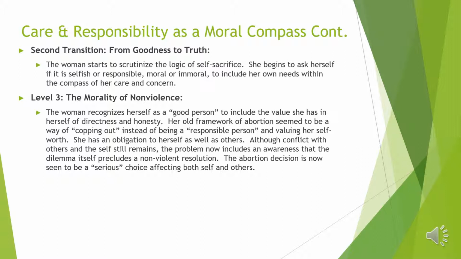On to level 3, the morality of nonviolence. In this example about a woman considering aborting the pregnancy, it becomes clear that there are other options to consider. She can choose adoption as the nonviolent solution, therefore still considering her own needs, but also that of the unborn baby. This framework sees her more as a responsible person as opposed to copping out of the responsibility. The conflict with others will still remain, however, the dilemma itself will now preclude a nonviolent resolution. The choice of abortion is now seen as a serious choice that will affect oneself as well as others.